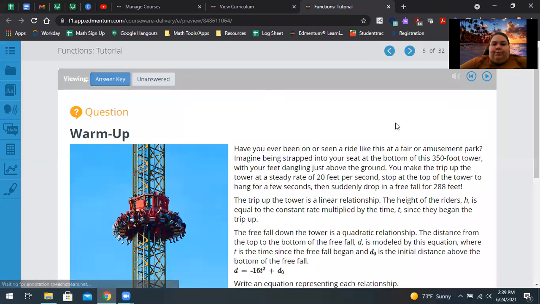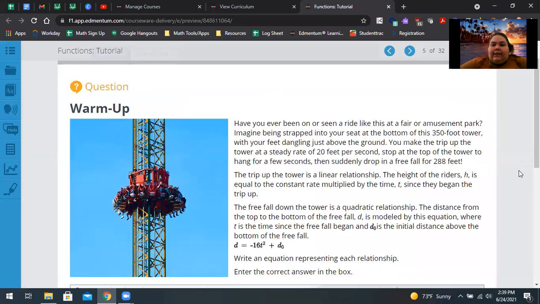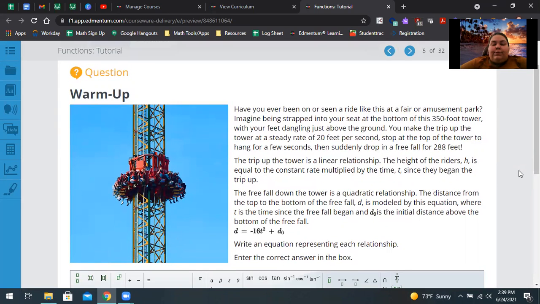Have you ever been on or seen a ride like this at the fair or amusement park? It's pretty much one of those rides where you sit, go straight up, and you fall down. They're going to give us some key information about this ride specifically.